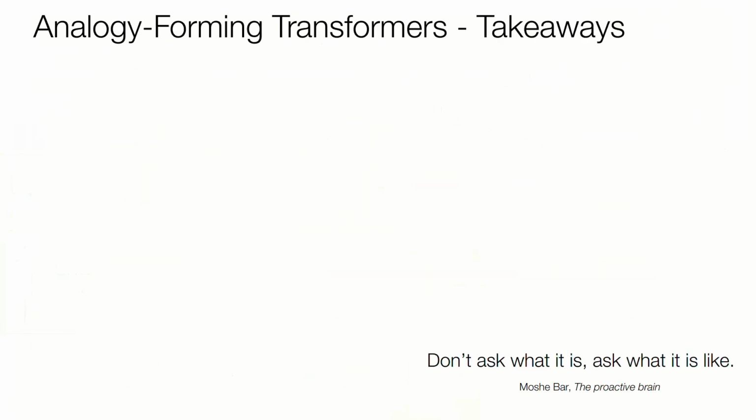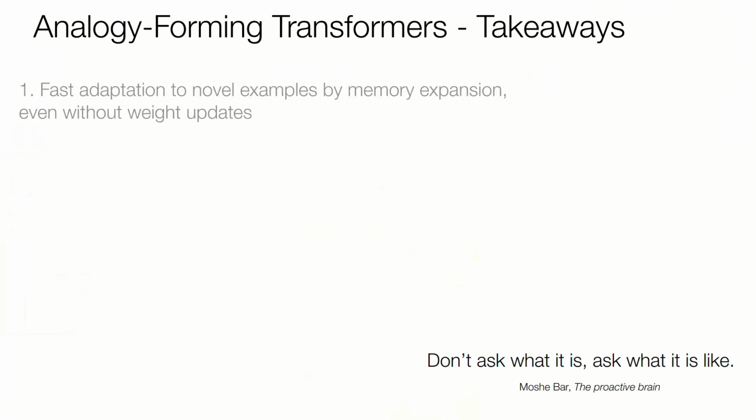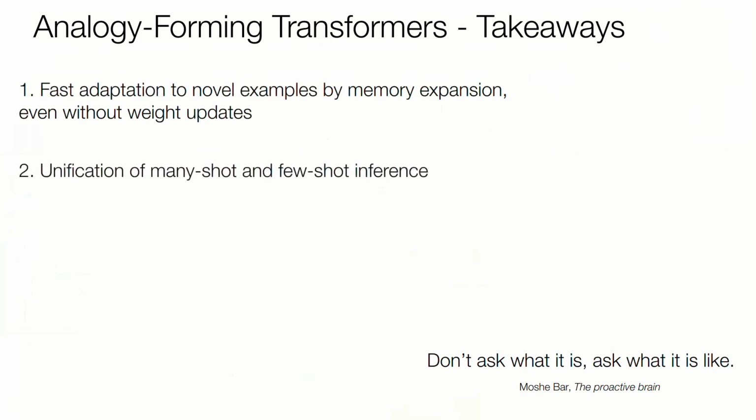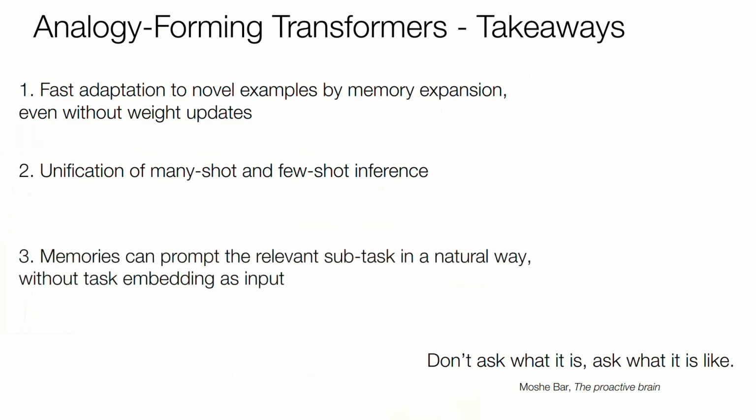To summarize, analogy-driven prediction asks what an object is like as opposed to what it is. We find that analogically inferring the label space leads to faster few-shot adaptation. It also unifies many-shot and few-shot inference by retrieving memories from the appropriate set. Lastly, the task information is communicated via the memory labels, essentially supporting dynamic multitasking.